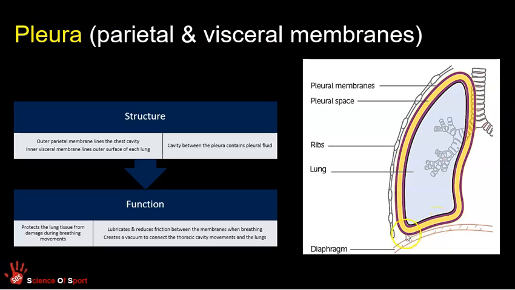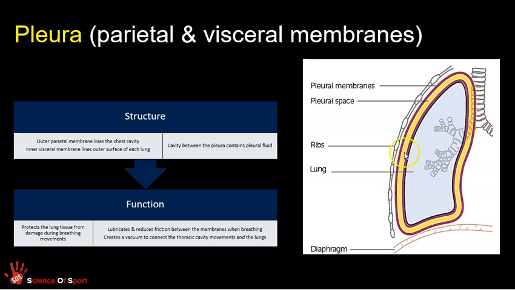It's multifunctional. When we breathe in and out, our chest cavity moves up and down and in and out. There's a lot of movement. This outer layer protects our lung tissue. We don't want this friction damaging our delicate lung tissue. So one role of the pleural membranes is to protect the lung tissue.